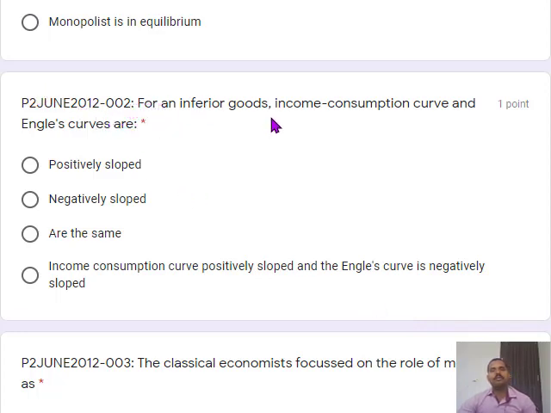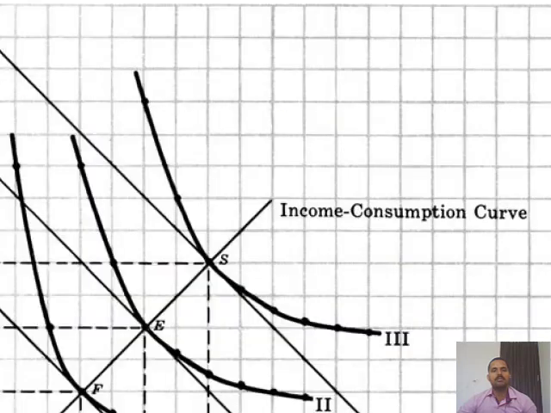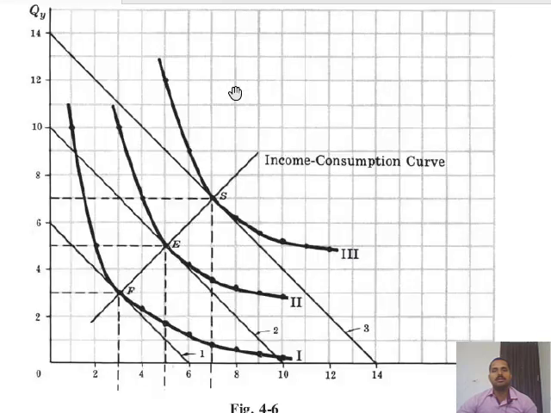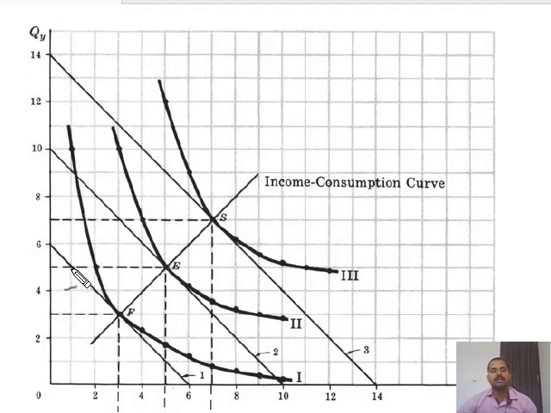It is: for an inferior good, the income consumption curve and Engel curve are. First of all, let us see what the income consumption curve and the Engel curve are. As you can see in this picture, this shows the income consumption curve. The income consumption curve is the locus of all the equilibrium points of the indifference curve and budget line. You can see this is the budget line and this is the indifference curve, and here is the equilibrium.